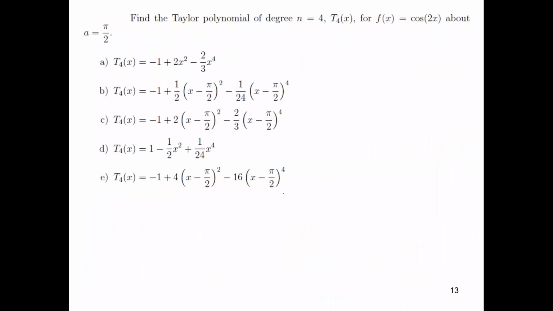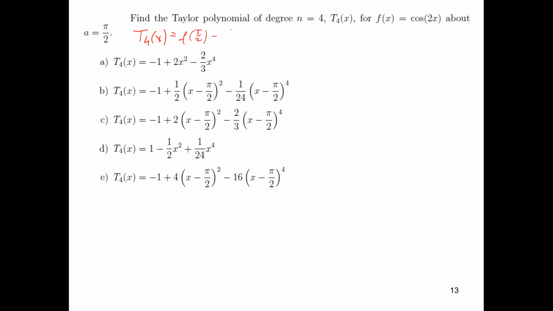Okay, now Taylor polynomials. That's what we have to do. We have to find the Taylor polynomial for the function cosine of 2x, just the 4th degree, centered about pi over 2, which means I can't use my known formula, because the known formula is just centered at 0. It's the Maclaurin one.